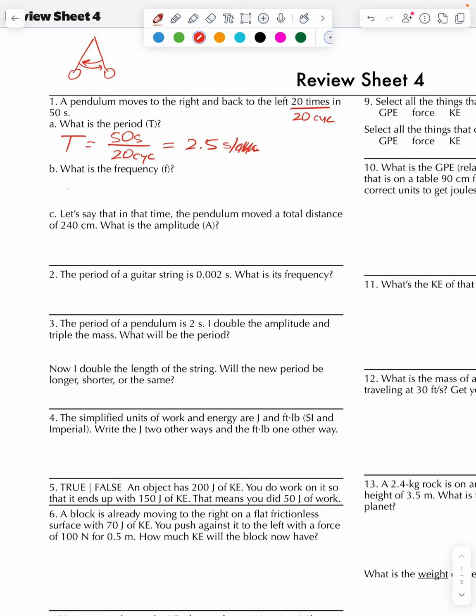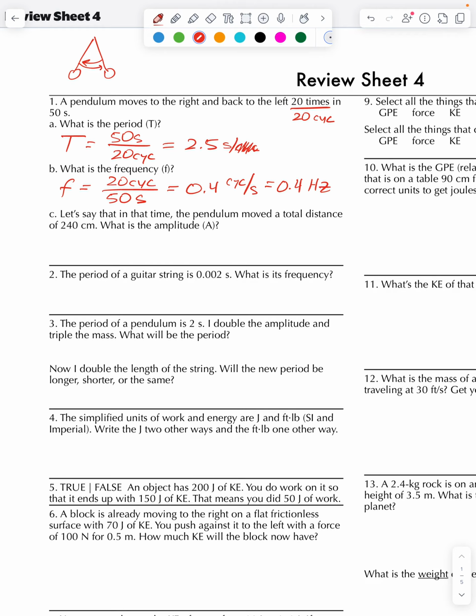Now, what's the frequency? Well, the frequency is how many cycles it completes per time, per second, per minute, or whatever. So it completed 20 cycles per 50 seconds. And so you get 0.4 cycles per second. And here you typically will leave it cycles per second. You won't cross out the cycles. Although you will see some people just writing it 1/seconds or seconds to the -1. But we have another way of writing that as well. Remember that also represents hertz.